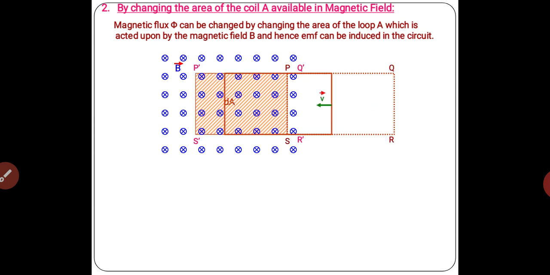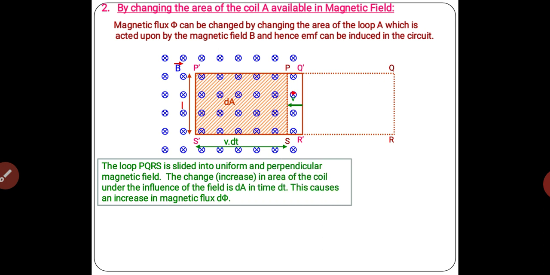When we move the rectangular coil in the applied magnetic field with velocity v, the loop PQRS is slid into a uniform and perpendicular magnetic field. The change in area of the coil under the influence of the field is dA in time dt. This causes an increase in magnetic flux dφ. Therefore, we can give the magnetic flux, according to the definition, as B into area dA.